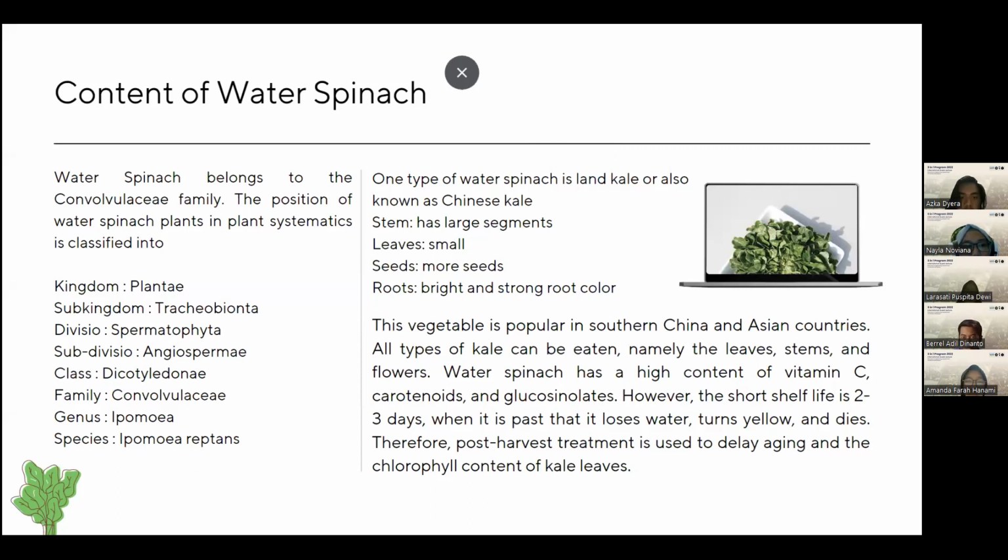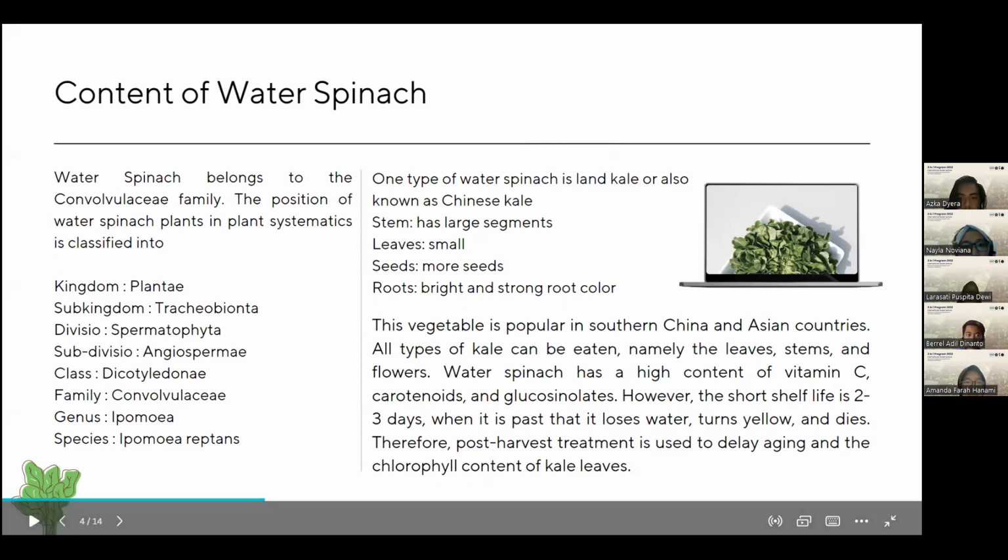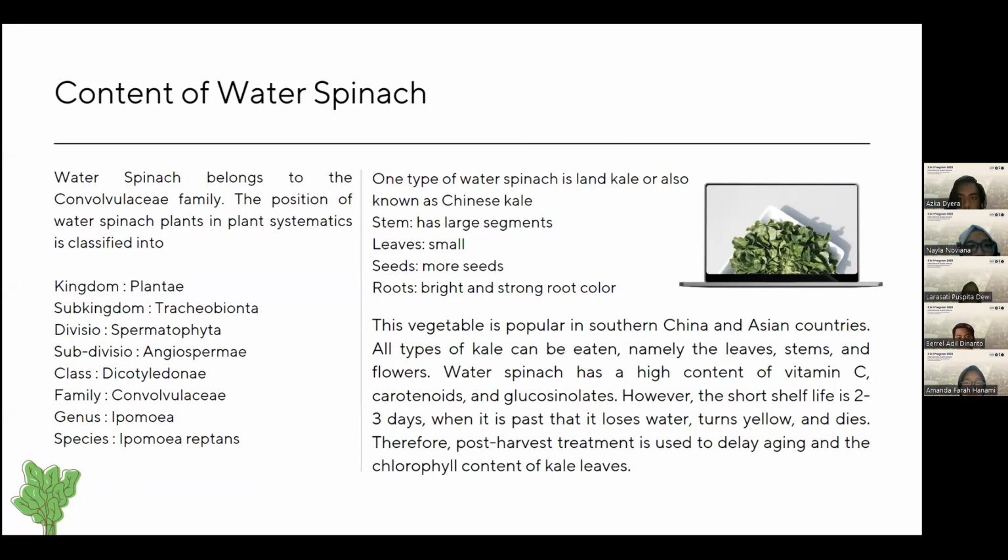I will continue with the description of water spinach. Water spinach belongs to the Poaceae family. The systematic classification of the water spinach plant is: Kingdom Plantae, subkingdom Tracheobionta, Spermatophyta. One type of water spinach is the Chinese kale. The stem has a red segment with small seeds, and the rods are black and strong in color. The vegetable is popular in southern China and Asian countries.